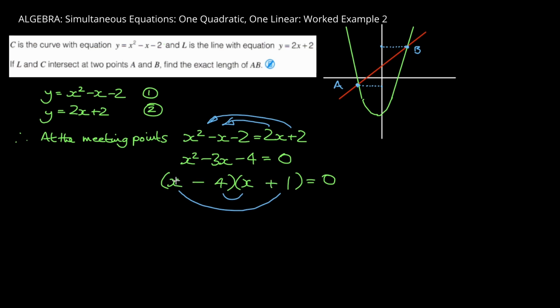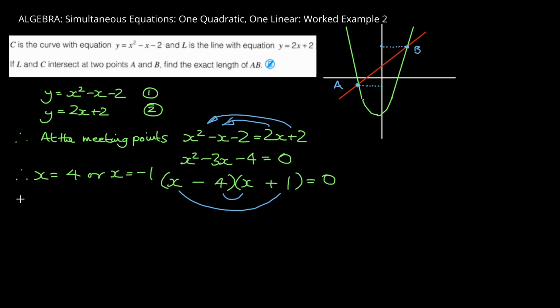Let's just check. X squared, yes. Negative 4, yes. We've got negative 4x and positive x, negative 3x. So again, if this is true, either this term is 0 or this term is 0. If this term is 0, we get x is equal to 4. If this term is 0, we get x is equal to negative 1.